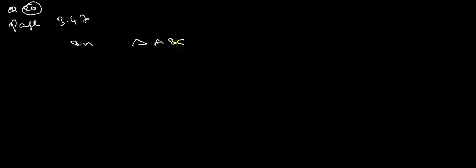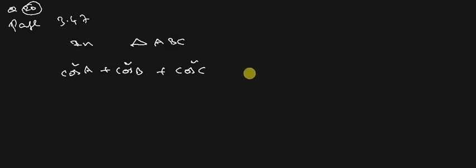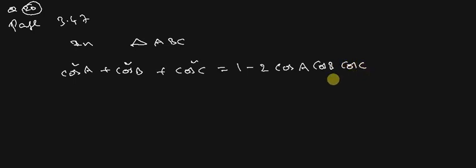Question number 20, page 3.47. The question is, in triangle ABC, cos square A plus cos square B plus cos square C is equal to 1 minus 2 cos A cos B cos C, right?